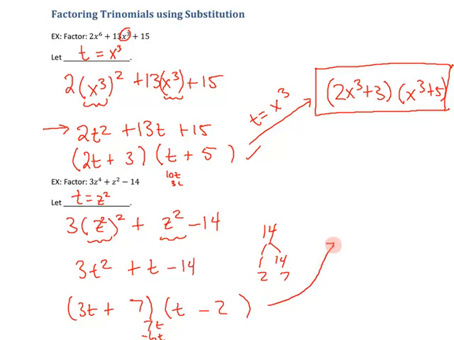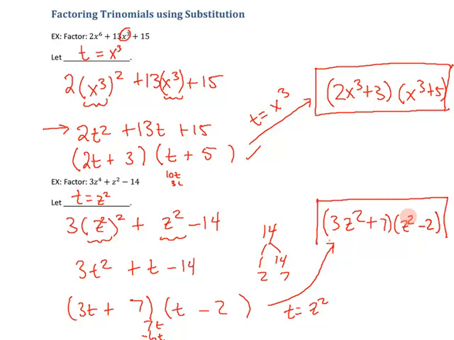And then substitute back in. t is equal to z squared, so the final answer would be 3z squared plus 7 times z squared minus 2. That's how we factor by substitution. It's the same strategy as before with the added step of converting it into a problem that matches our criteria.